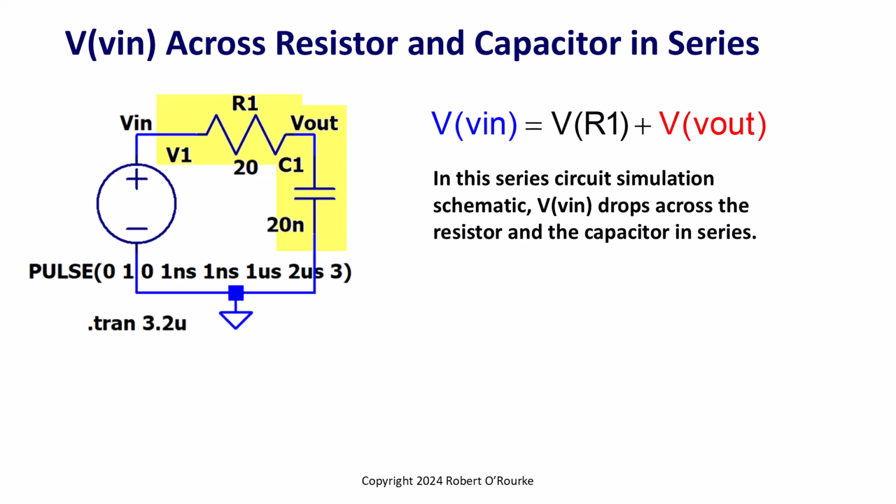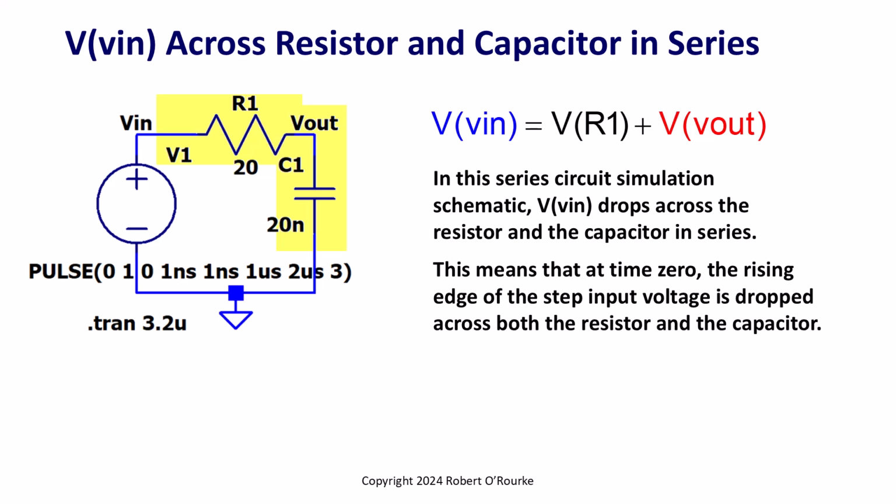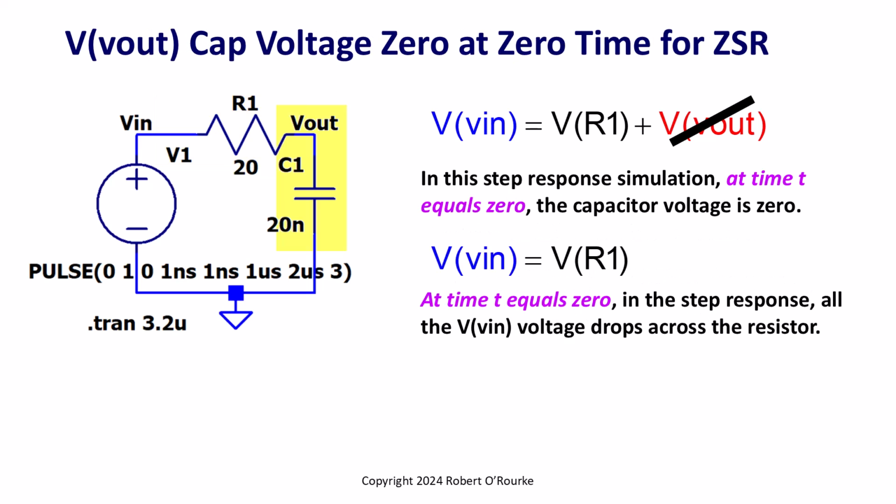The input voltage, V sub in, drops across the resistor and capacitor in series, like a voltage divider. But the voltage across the capacitor cannot be changed instantaneously. This means that at time zero, the rising edge of the step input voltage is initially dropped only across the resistor. In step response, which is a zero-state response, at time equals zero, V sub out equals zero.